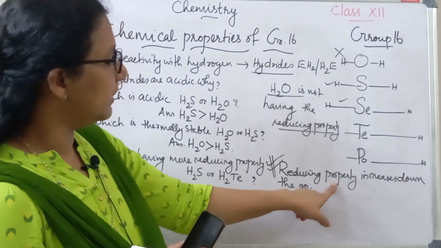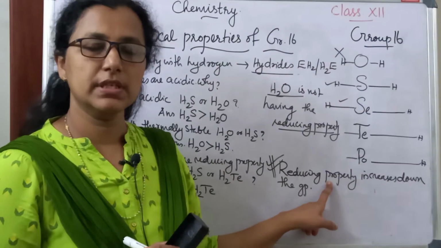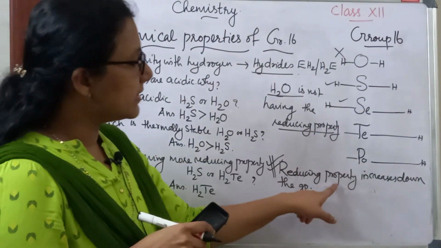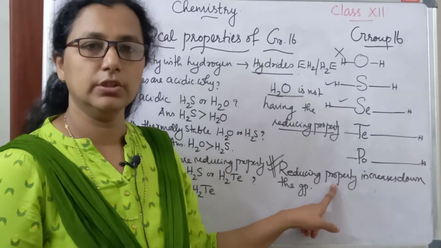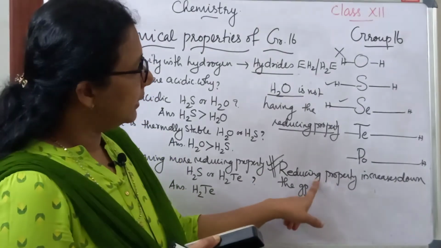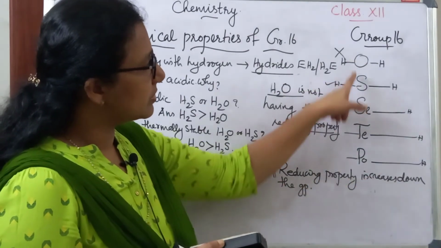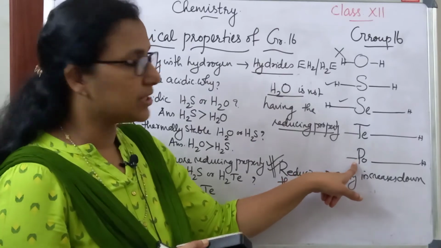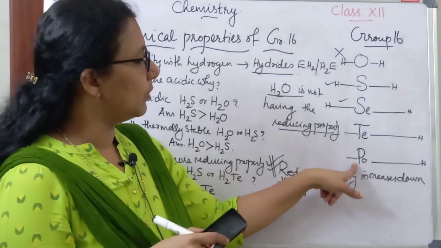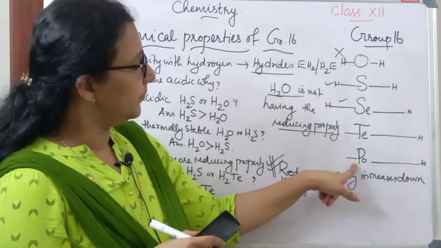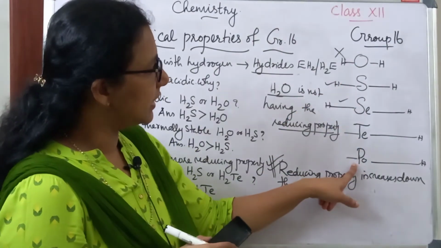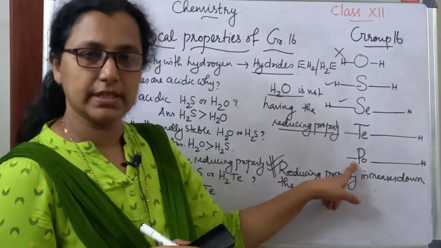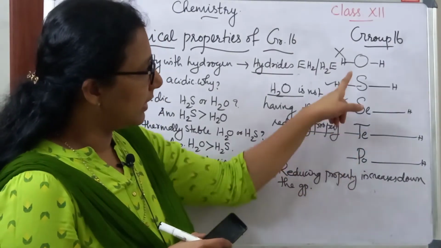Reducing property means if the compound is a reducing agent, it will undergo oxidation. So if the hydride is a reducing agent, it will undergo oxidation. That means when the reducing property increases, the ability to undergo oxidation also increases down the group.